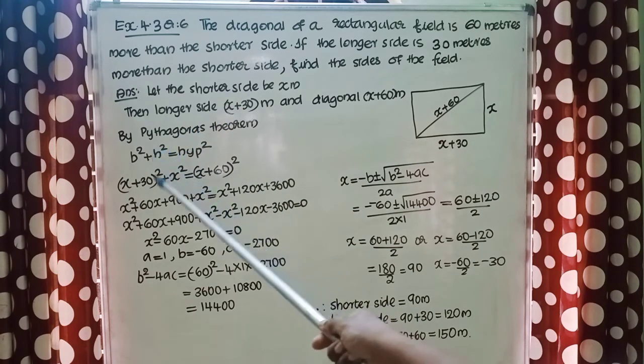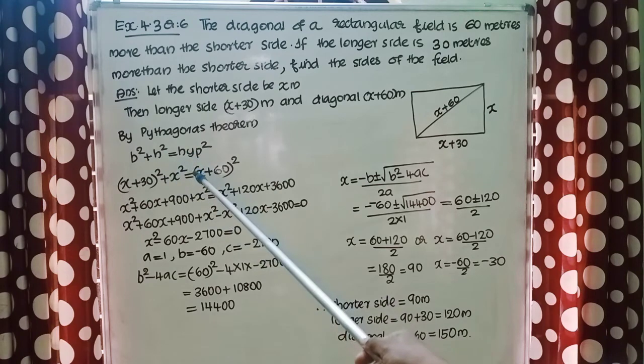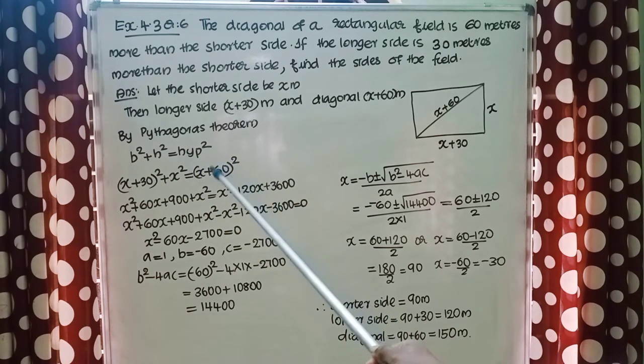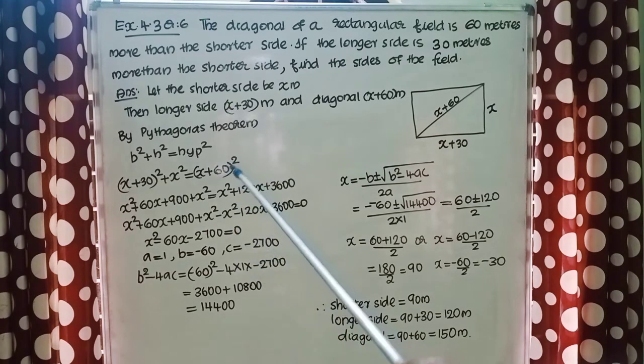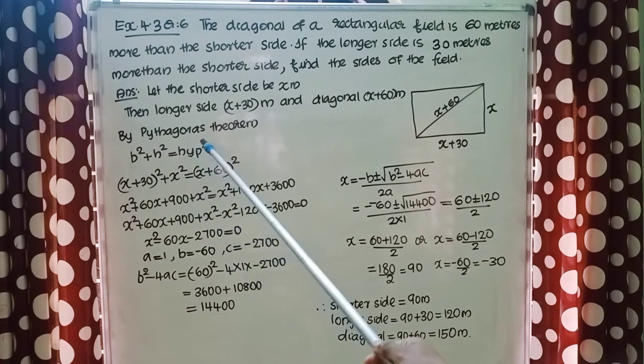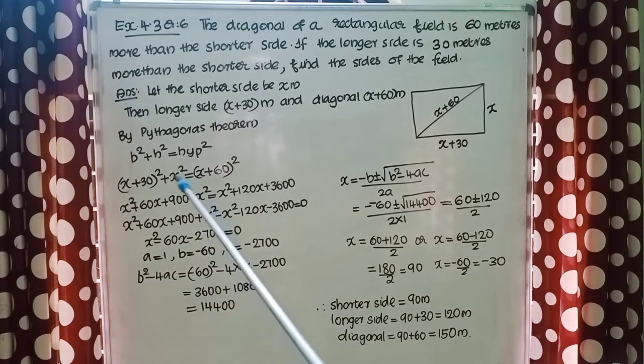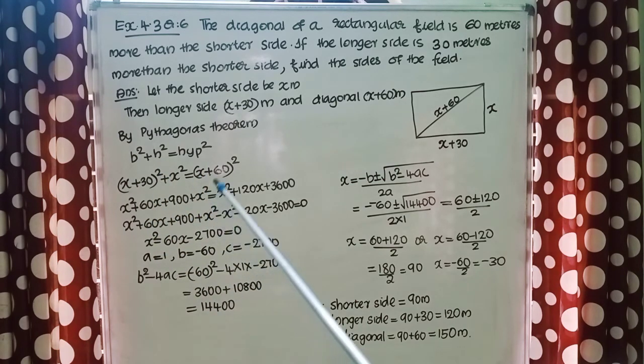That is (x + 30)² + x² = (x + 60)². Here we need to apply the identity (a + b)². So we get x² + 60x + 900 + x² = x² + 120x + 3600. Taking all values to the left side, we get x² + 60x + 900 + x² − x² − 120x − 3600 = 0. That is x² − 60x − 2700 = 0.